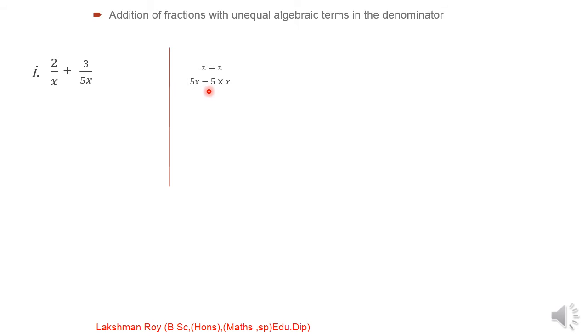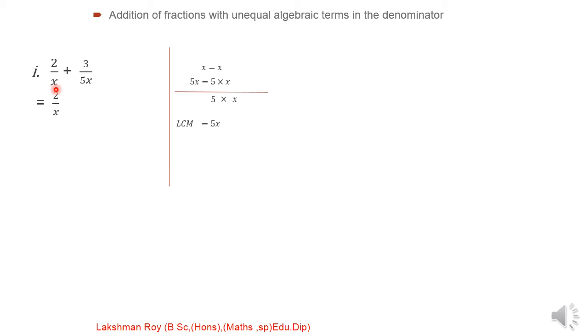Now what do you have to do? Take the highest powers of each term, right? So what are the terms here? 5 is there, x is there, no powers, so you have to take 5 and also x with product, in multiplication. Then you multiply 5 into x, that is 5x, so that is the LCM. Now make both denominators 5x. Here you have to do nothing.